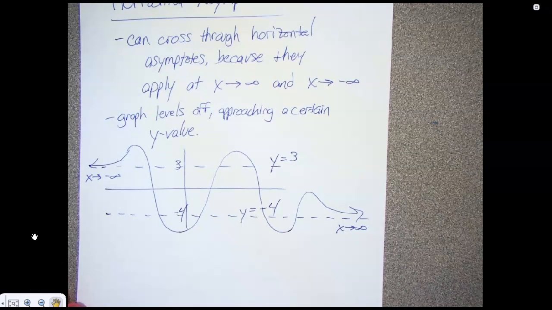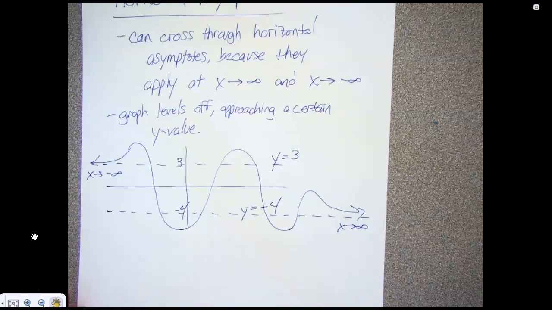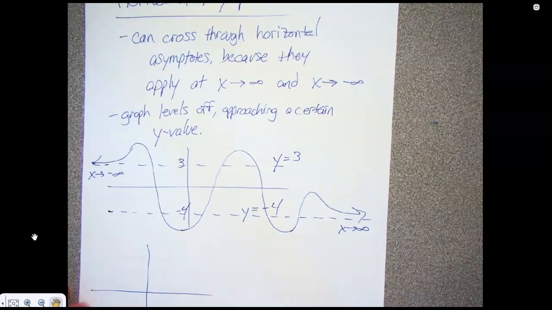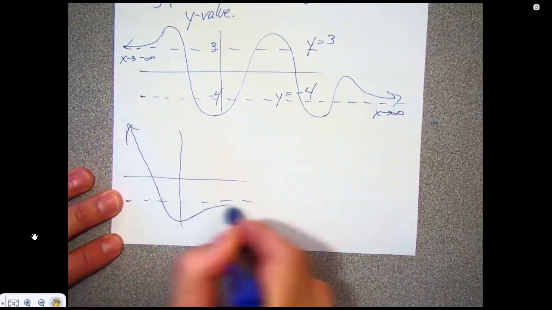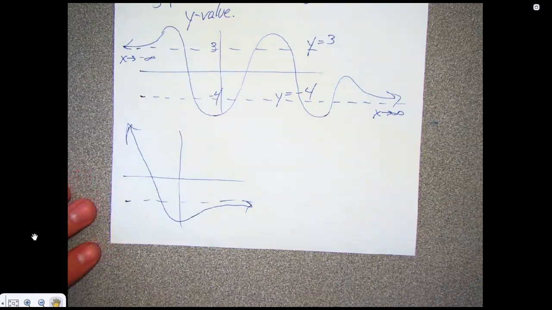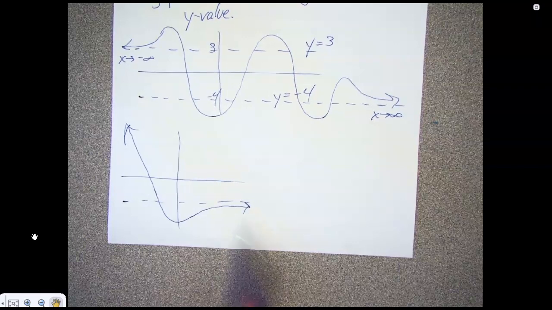Could you have only one horizontal asymptote? There are two ways that can happen. It could be a horizontal asymptote that only applies in one direction. So something like this. Like there's not a horizontal asymptote to the left, right? Because that's not leveling off, that's just going up. But there's a horizontal asymptote over here.